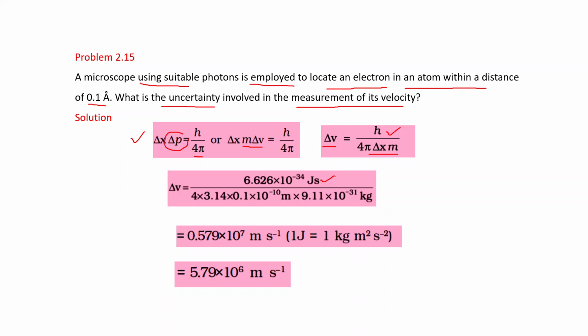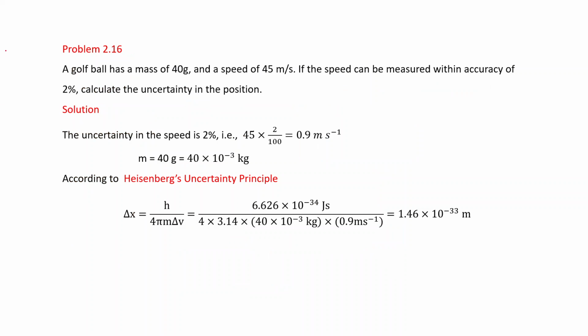Put the values. This is Planck constant, this is 4, this is the value of pi, and this is the uncertainty in position which is given, that is 0.1 into 10 to the power minus 10 meter, and this is the mass of the electron. Then we can find this will be equal to 5.79 into 10 to the power 6 meter per second. See one more example.